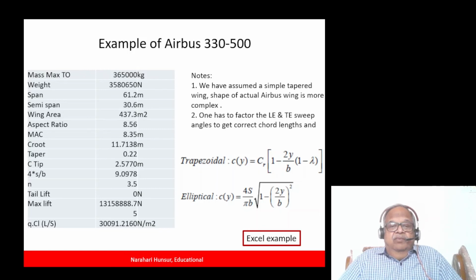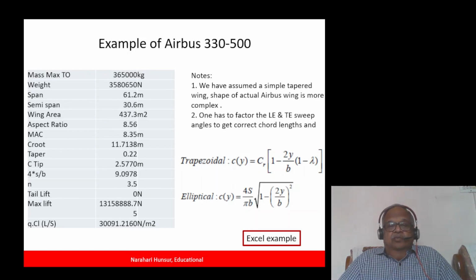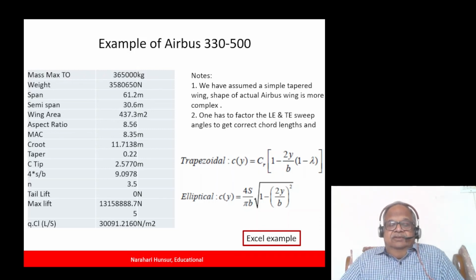Okay, and at that point I am taking the chord, that's 2y by b, span station. One is the tip and 0 will be the root. The chord I am computing, tip chord is 2.577, that's the tip chord, and if you go down to it, the root chord will be what is the number given here. Okay, now I'm going to distribute this trapezoidal chord here based on this equation, which is a very simple one. And the elliptical chord, I'm going to use this equation.